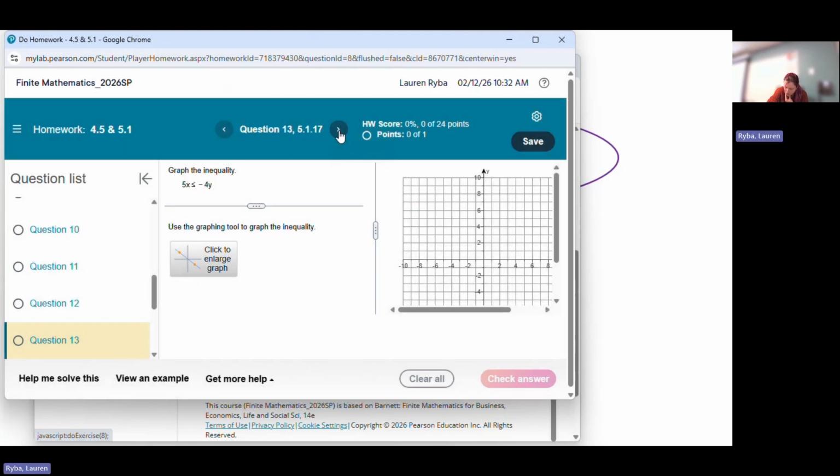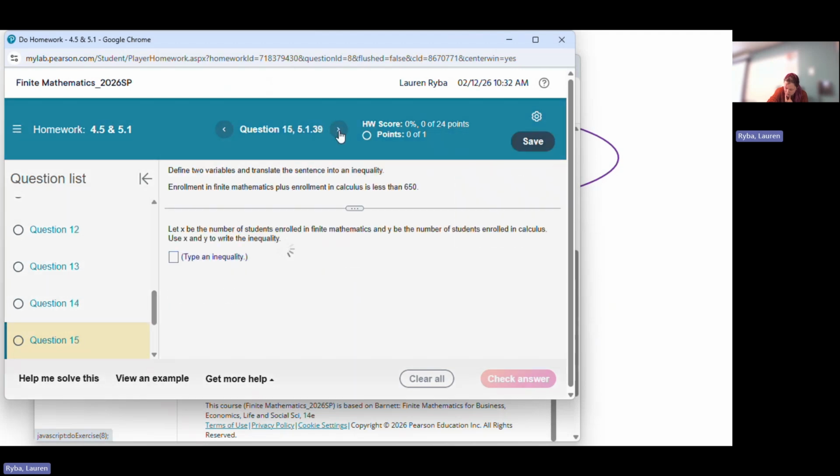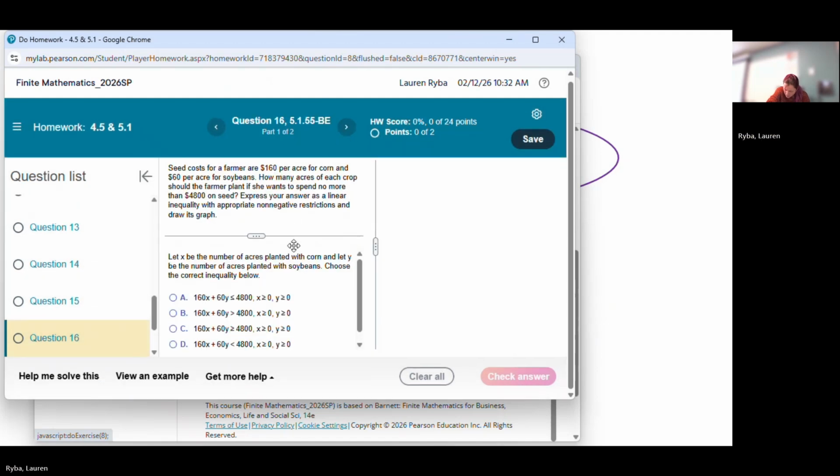I want to graph a real world one. There we go. This one probably has us graph and then draw its graph. Awesome. So seed cost for a farmer, 160 for an acre of corn, $60 for an acre of soybeans. Hey, does this look familiar to a problem we literally just did? So 160x plus 60y. He wants to spend no more than, so that's less than or equal to.